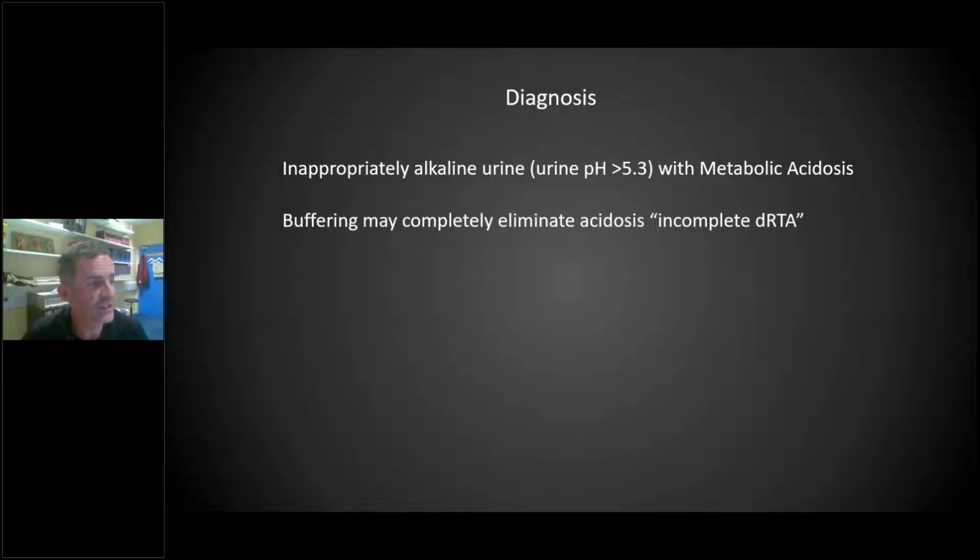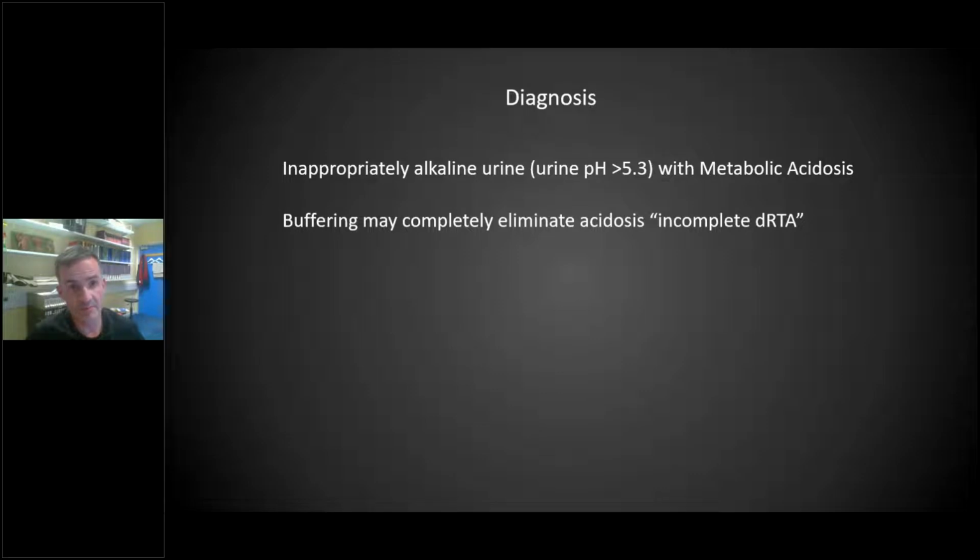However, skeletal buffering may eliminate an acidosis. So your patient could have dRTA, be unable to acidify their urine, but not have an acidosis. And of course, you or I are allowed to have an alkaline urine and a normal serum bicarbonate. So how do you tell whether someone has incomplete dRTA or not?